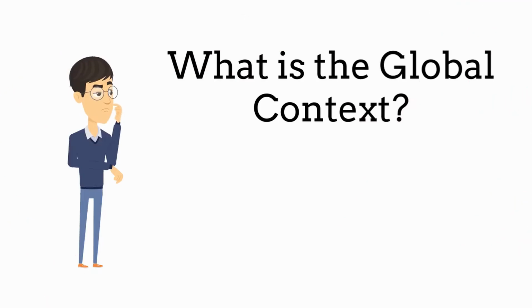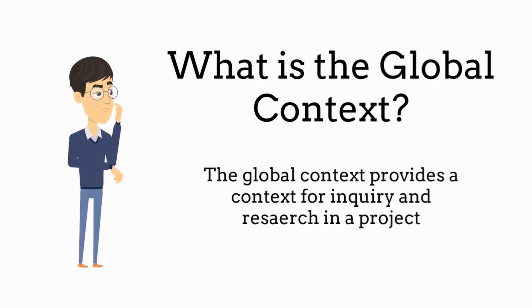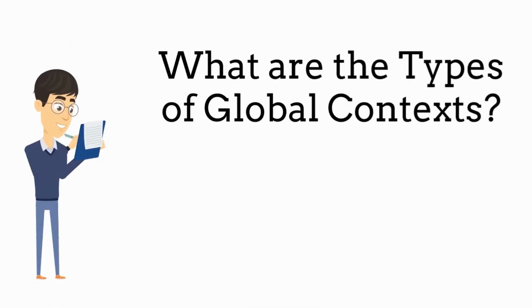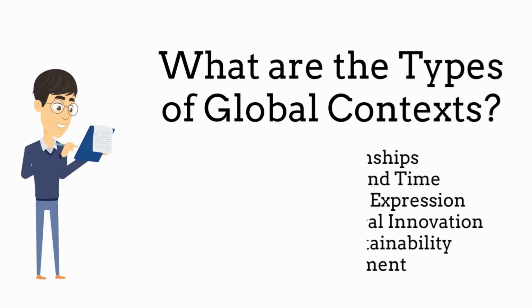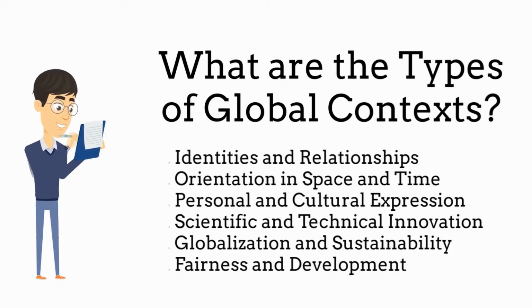Global contexts. One of the main aspects of the IB that is emphasized throughout the MYP is the global context. The goal of the global context is to provide a context for inquiry and research within a project. In total, there are 6 global contexts, including identities and relationships, orientation in space and time, personal and cultural expression, scientific and technical innovation, globalization and sustainability, and fairness and development.